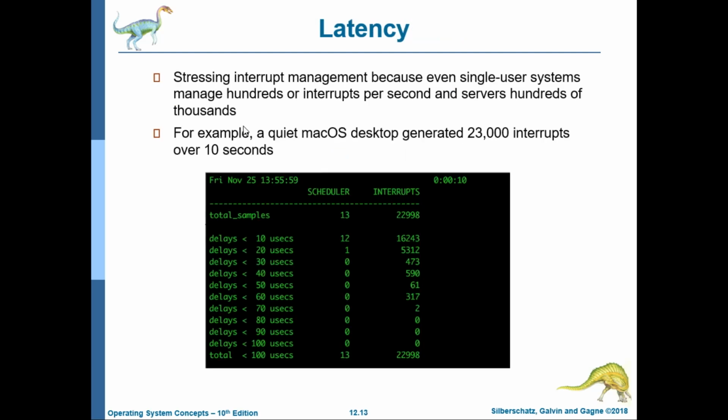Next, we have latency. It stresses interrupt management, because even single user systems manage hundreds of interrupts per second, and servers handle hundreds of thousands. For example, we have this snapshot: a quiet Mac OS desktop generates 23,000 interrupts over 10 seconds. So that is how a computer handles interrupts, as many as 23,000 interrupts over 10 seconds. It means that for every 1 second, the interrupts generated are 2,300.